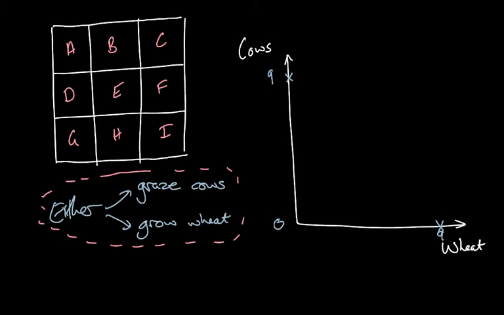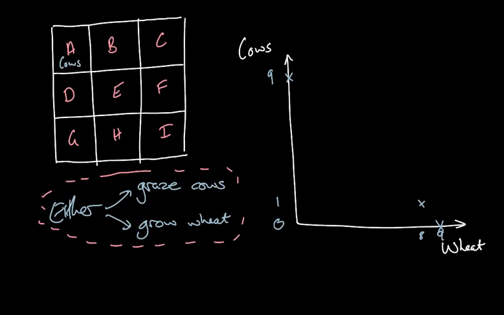And what you could also see then is that within this we can plot other points. So for instance, let's say he was going to use field plot A for cows, but all of the other ones for wheat. Then that would mean that he is going to have an output of 1 cow, so we would be here. The other 8 would all be producing wheat, which would give us a point, I suppose, approximately here. So that would be 8 units of wheat, 1 unit of cow. And we can continue like that.